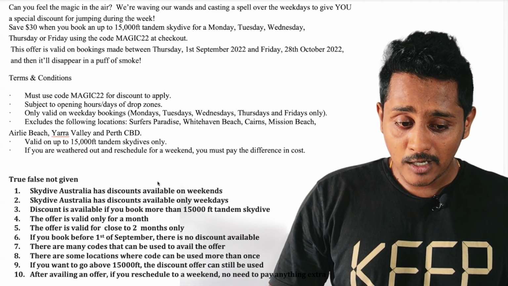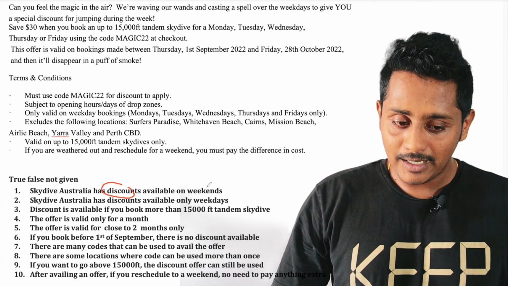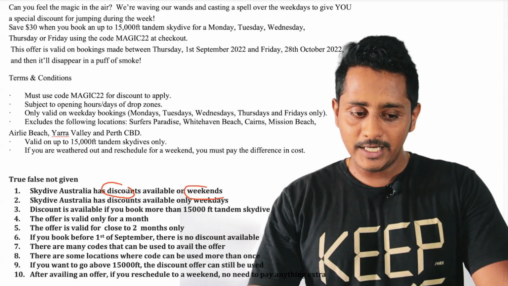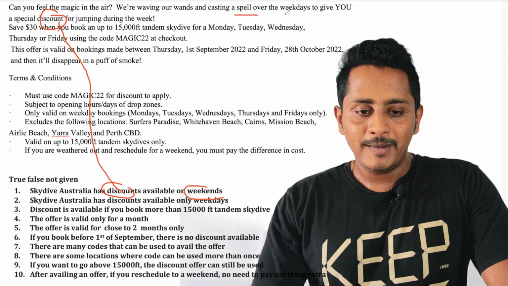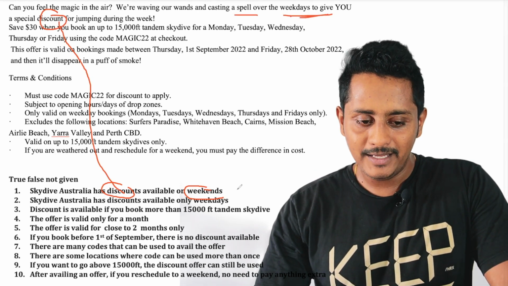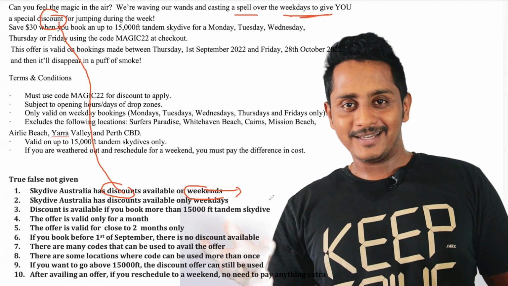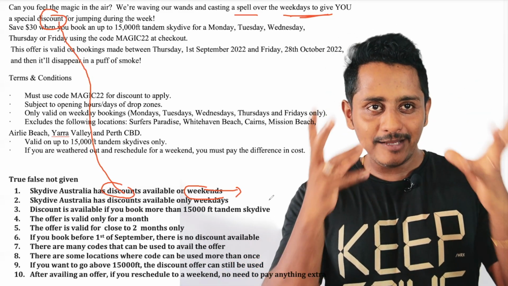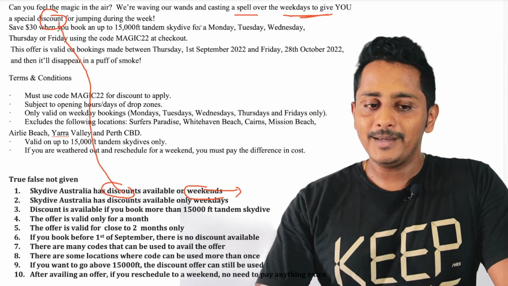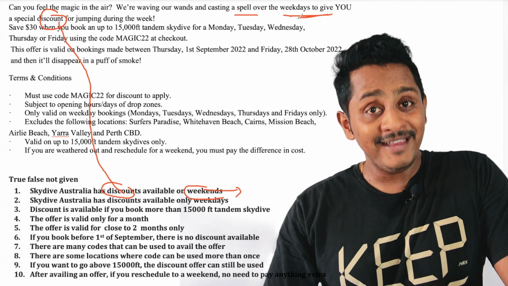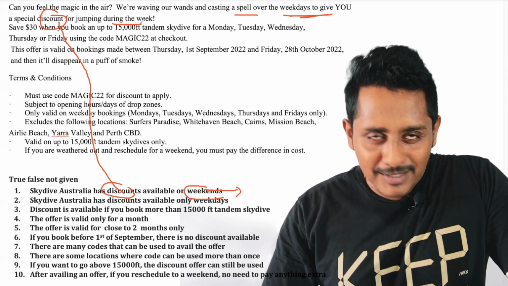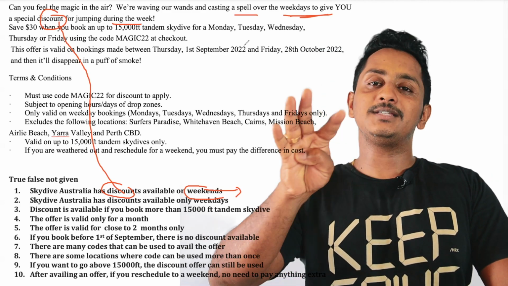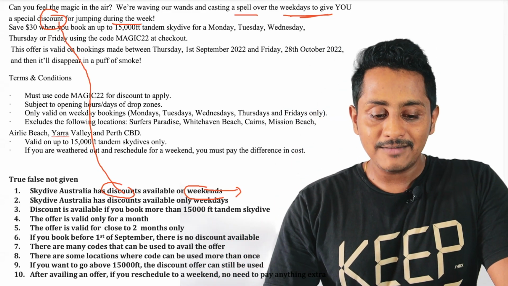Skydive Australia has discounts, that's the keyword, available on weekends, that's the keyword. I need to find this word discount. I am not reading it, I am just identifying the keywords. Here it says: we are waving our hands and casting a spell over the weekdays to give you a special discount during the week. Now it means not weekends, it is Monday, Tuesday, Wednesday, Thursday, Friday. Here it says available on weekends.